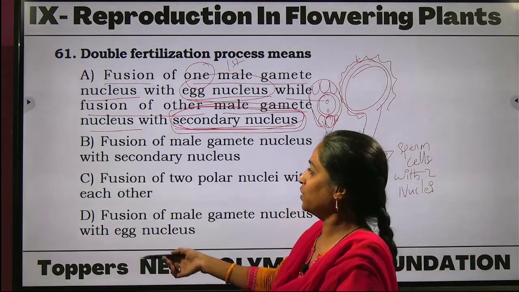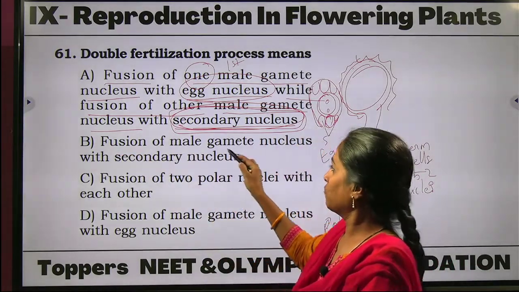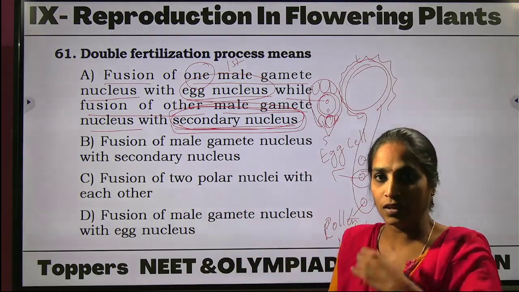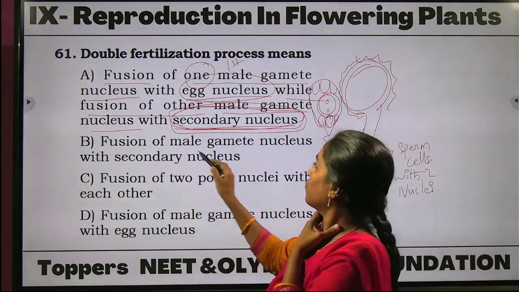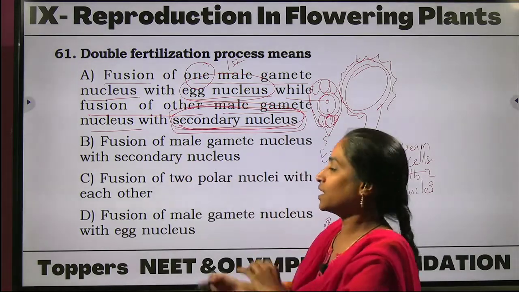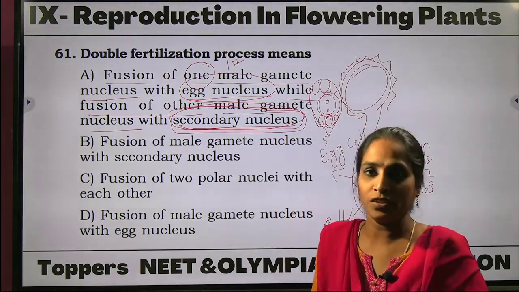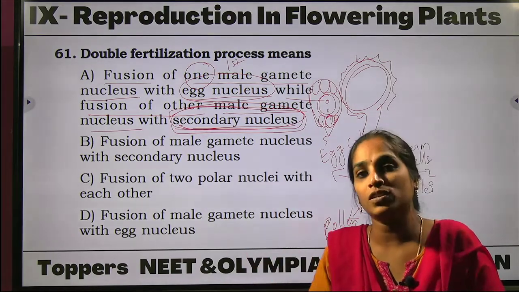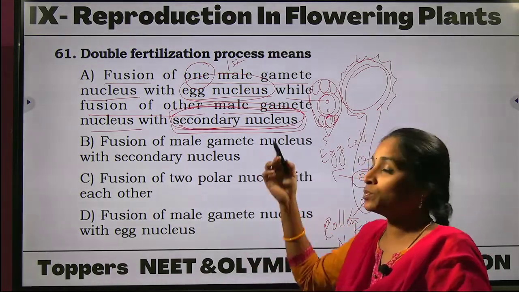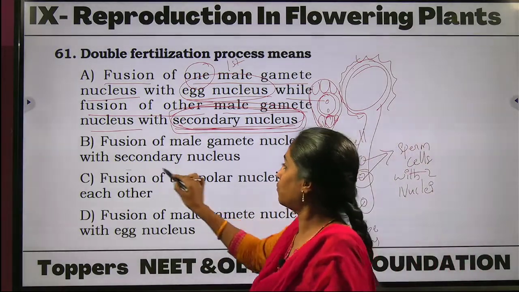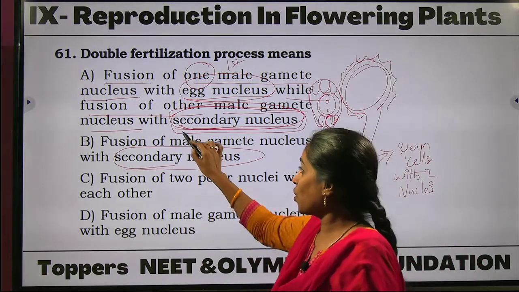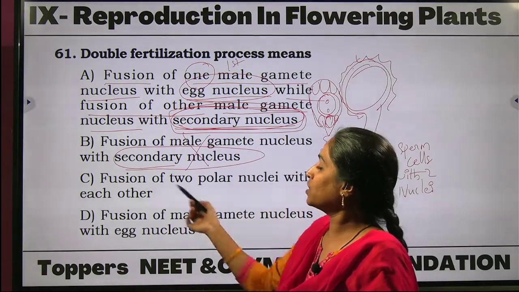Let us see the remaining options also. Fusion of male gamete nucleus with secondary nucleus. Is that the second double fertilization? Is that where the story ends? It's completely not. Then what about the egg cell and how the zygote is formed? Are zygote and endosperm forming only with the fusion of male gamete with the secondary nucleus? It's completely wrong.